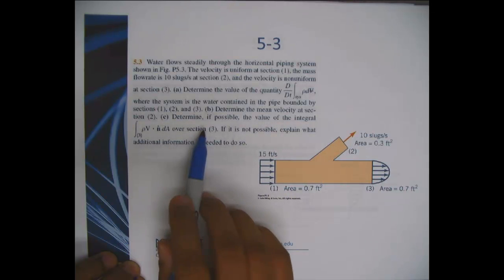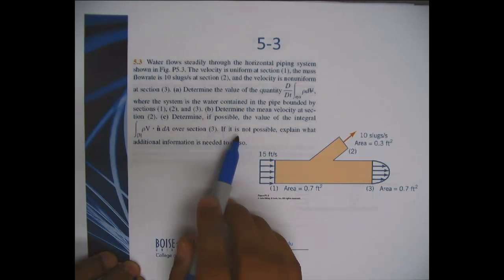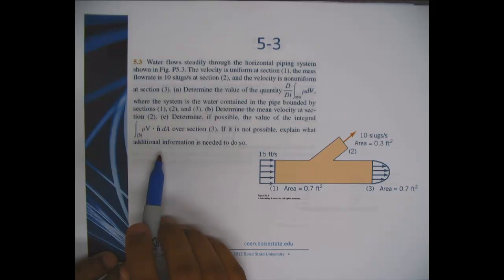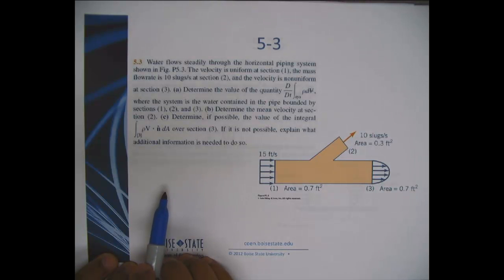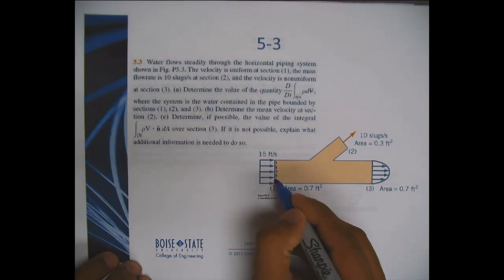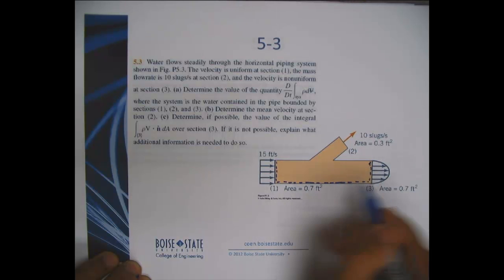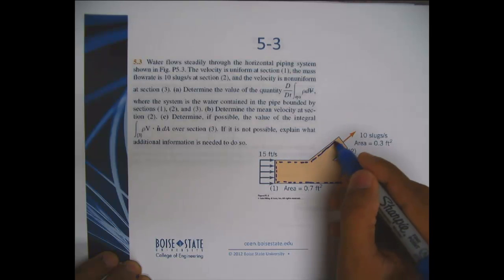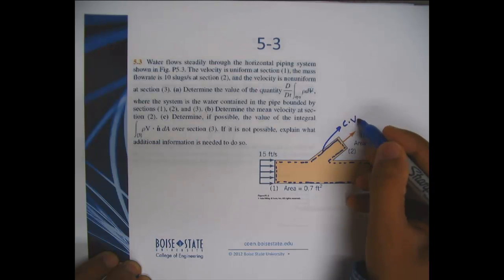And part C, determine if possible the value of this integral over section 3. If it is not possible, explain what additional information is needed to do so. In doing these problems, first it would be ideal to set up your control volume based on what you're asked to find. So I can probably set up a control volume here which is coincident with our device. So this would be your control volume.